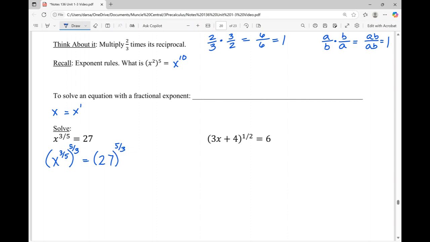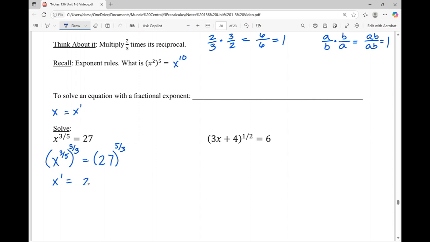On the left, a power to a power, we multiply. What's 3/5 times 5/3? What is something times its reciprocal? That's always going to give us a 1. On the right, this is 27 to the 5/3. Now, you can put this in your calculators. You can put something in your calculators to the exponent power.